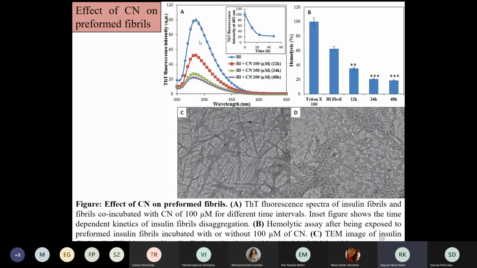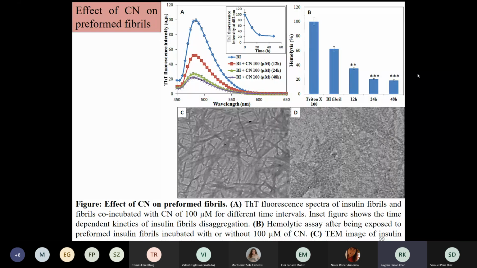So here you see the amyloid fibrils being formed, measured by the ThT fluorescence. Then we added capromycin at 12 hours, 24 hours, and 48 hours. You can see the ThT fluorescence decreases at 12 hours, then 24 hours and 48 hours, with almost no significant difference between them. But from here you can see there is a steep fall. This inset also shows that.